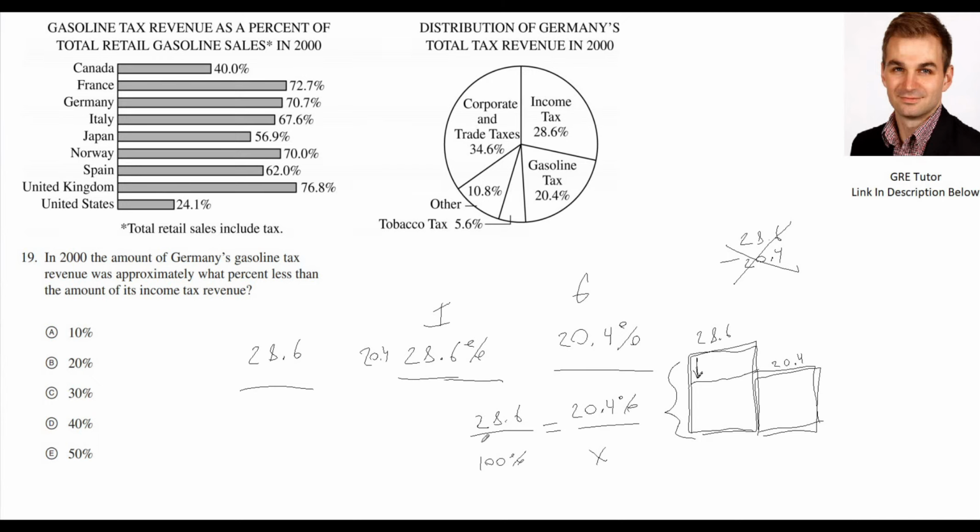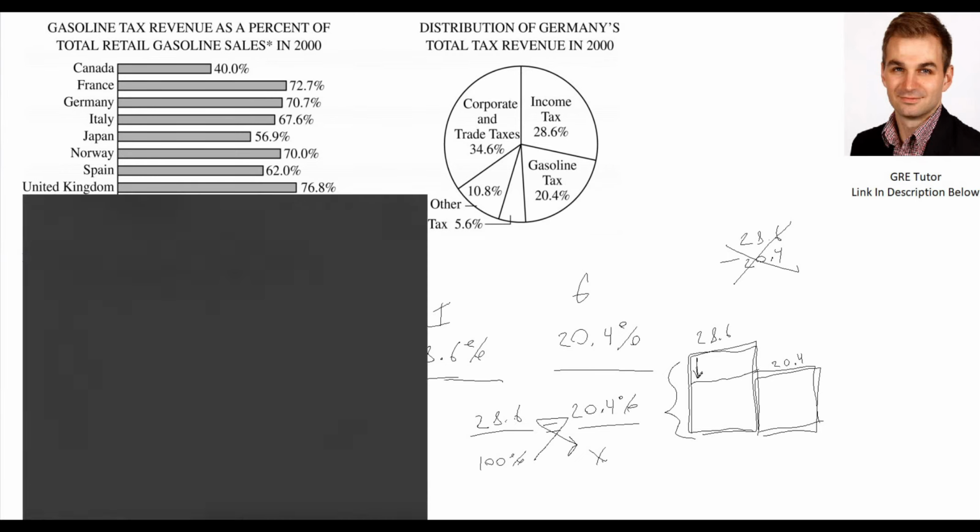Put an x here. All right, so we take 20.4 multiplied by 100, which is 2040. This is cross multiplication and division. So you cross multiply and divide, and that gives you your answer. So this multiplied by this divided by this will get you this. So 2040 divided by 28.6 equals x. So then we calculate that really quick.